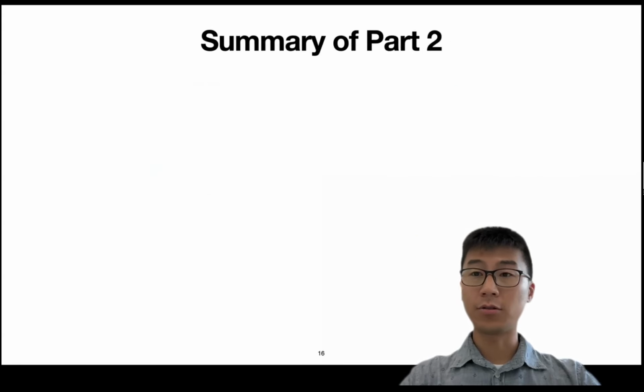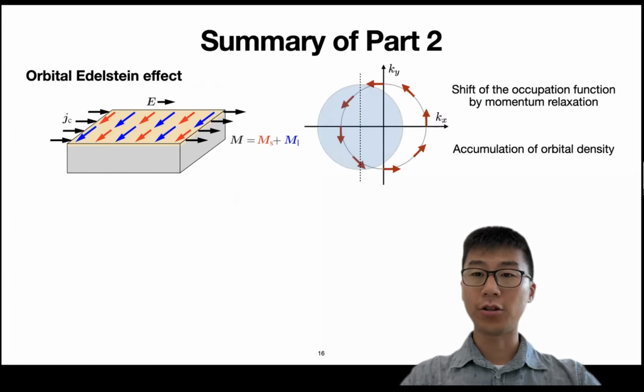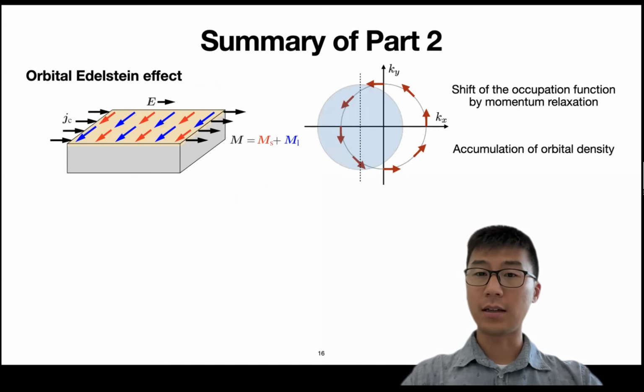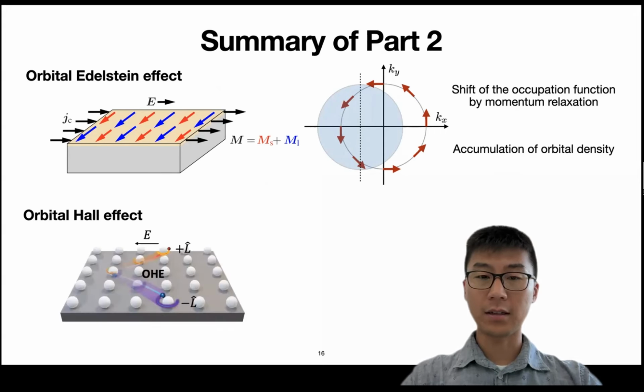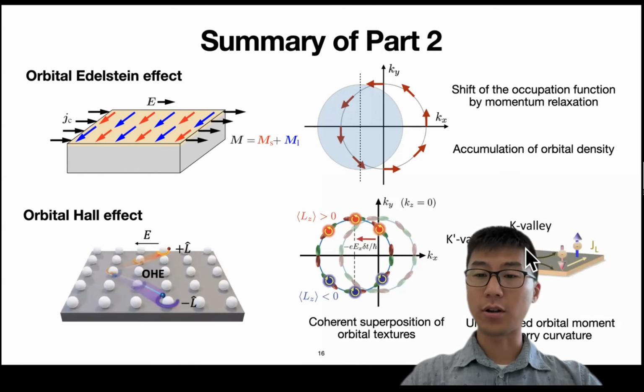So to summarize part two, we looked at the orbital Edelstein effect, which means current-induced accumulation of angular momentum. And this is due to a shift of the occupation function by momentum relaxation. And this results in accumulation of orbital density. And the orbital Hall effect is coming from coherent superposition of orbital textures, or in inversion-symmetry-broken systems, this can arise due to unquenched angular momentum in the Berry curvature.